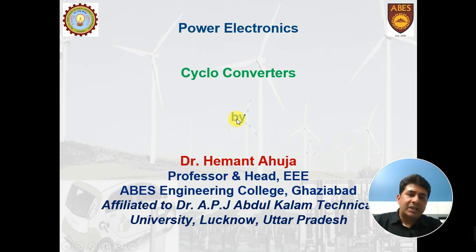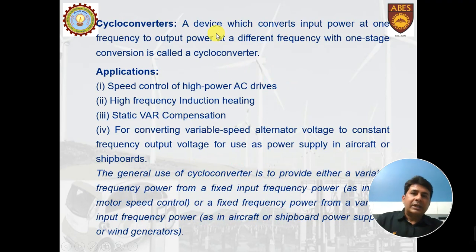So for the applications where we require the variable frequency at the load side, we go for a different set of controllers which are called cycloconverters. A cycloconverter is basically a device which converts the input power at one frequency to the output power at a different frequency. In some cases, we may require the conversion from a constant frequency to variable frequency, and in some cases, we may require the conversion from a variable frequency to a constant frequency. In both the cases, a cycloconverter is a good choice.